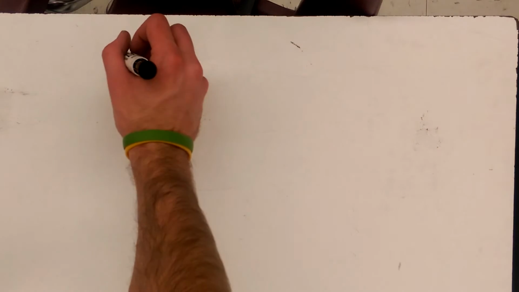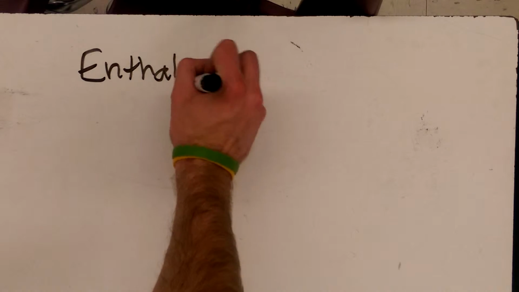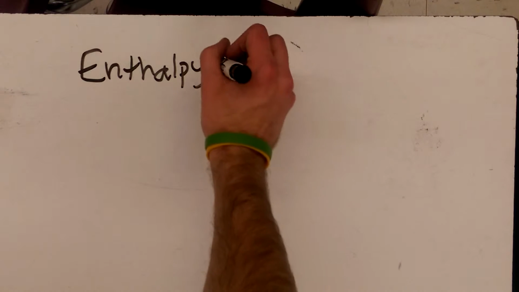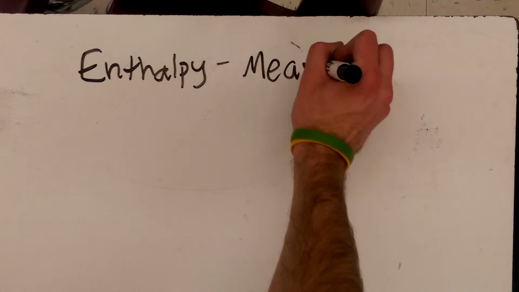So for the better part of this week, we've talked about a couple of different core concepts. One of the biggest ones that we talked about is the idea of enthalpy. Enthalpy is just a measure of how much energy is either going into a reaction or coming out of a reaction. So enthalpy just measures energy.